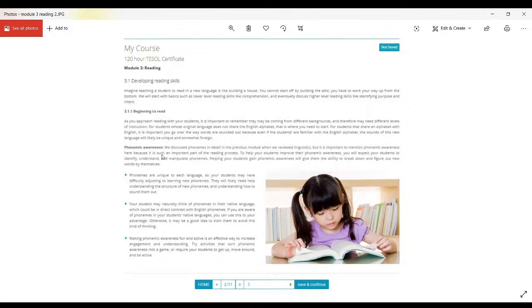Okay? Kaya kailangan talaga alam natin yung cultural background ng students natin. For students whose original language does not share the English alphabet, that is where you need to start. For students that share an alphabet with English, it is important you go over the way words are sounded out, because even if the students are familiar with the English alphabet, the sounds of this new language will likely be unique and somewhat foreign.